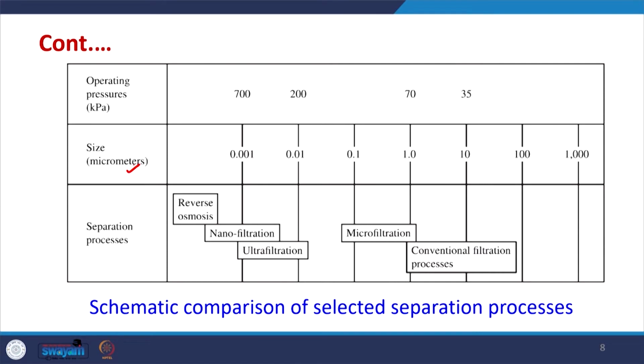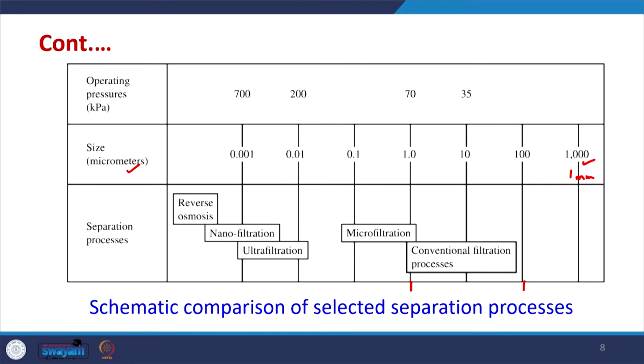Now, these processes work for different operating pressures and different sizes of constituents they can remove, so they work in different pressure ranges and size ranges. So, this is what is given here. We can see the size range in micrometers. As the size is increasing, you can see here it is like 1 millimeter size. The conventional filtration processes using sand, gravels and all those things work in the range of 1 micrometer to 100 micrometer. These are the usual filtration processes that we use in the treatment system.